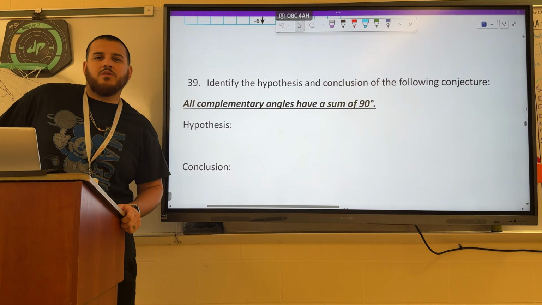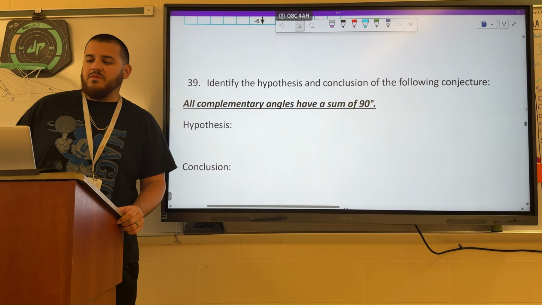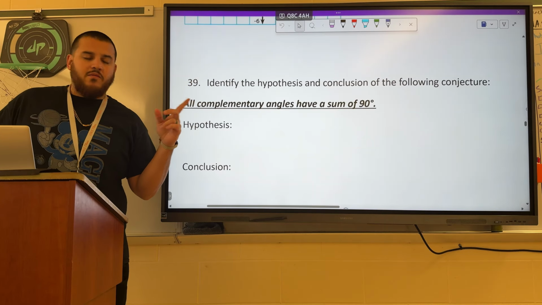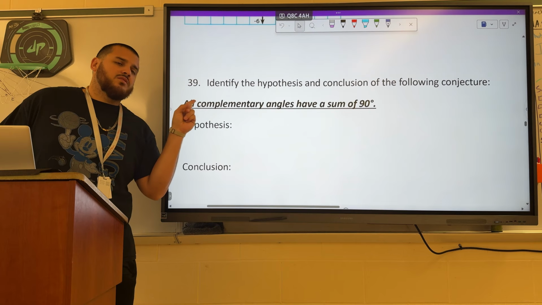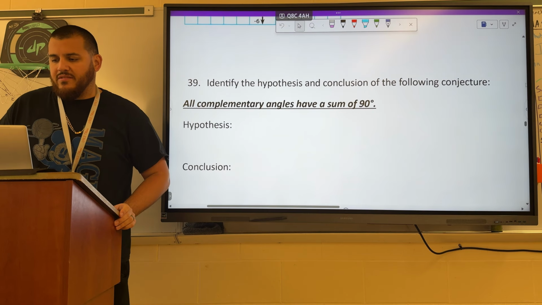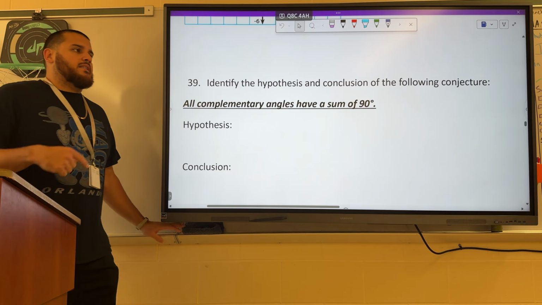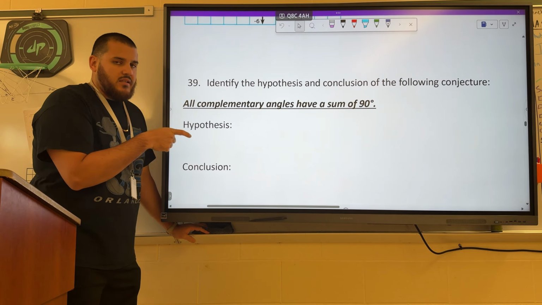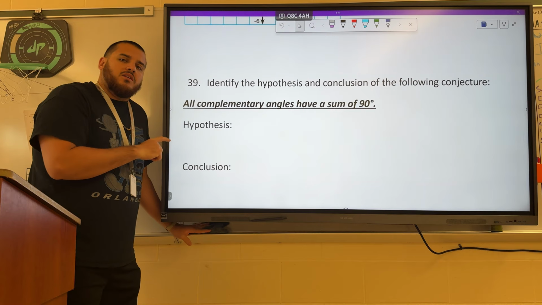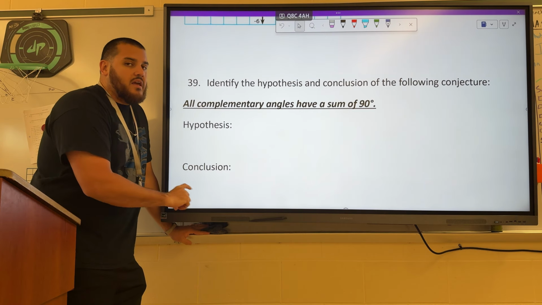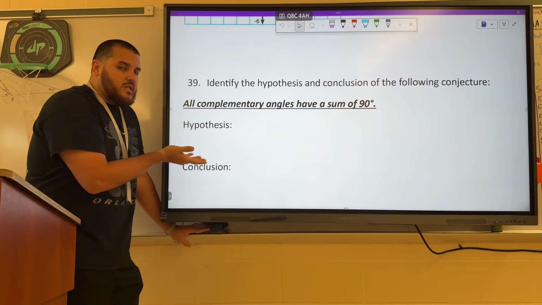Okay, we're starting to get into some Unit 2 review here with conditional statements and logic. In example 39, we're asked to find the hypothesis and conclusion of this statement: all complementary angles have a sum of 90 degrees. Now, typically, we'll associate the hypothesis with an if in a conditional statement and a conclusion with a then in a conditional statement, which we don't have here.